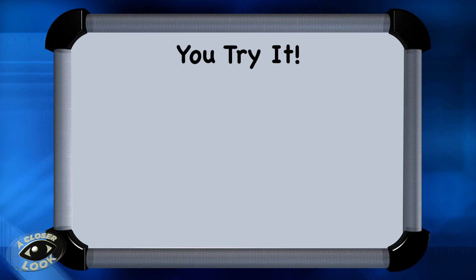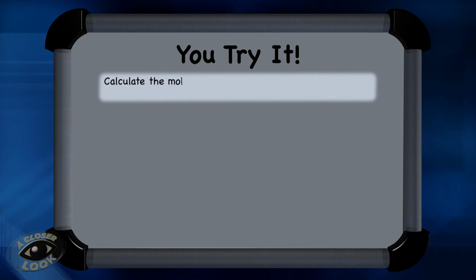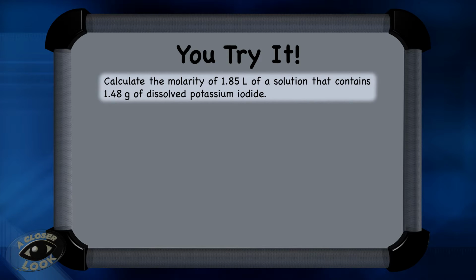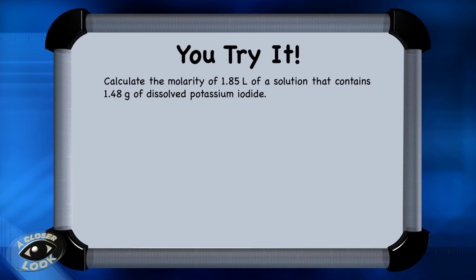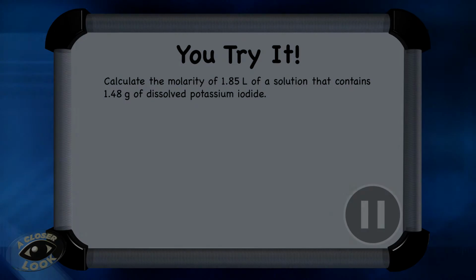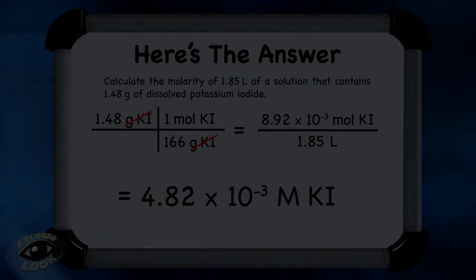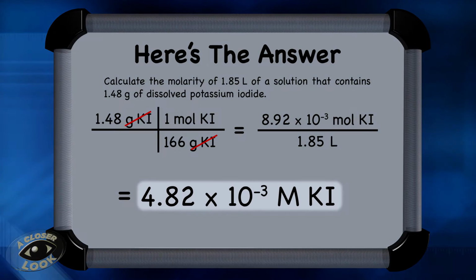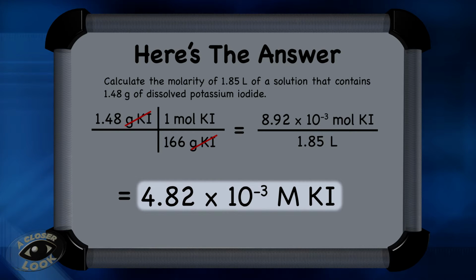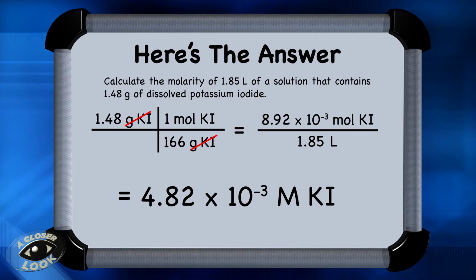Now here's one for you to try. Calculate the molarity of 1.85 liters of a solution that contains 1.48 grams of dissolved potassium iodide. When you're ready, press pause and give it a try. Once you've completed the problem, press play and see if you got it right. Did you get 4.82 times 10 to the negative third molar potassium iodide? If you did, good work. If you didn't, let's go back and look at how we got there.